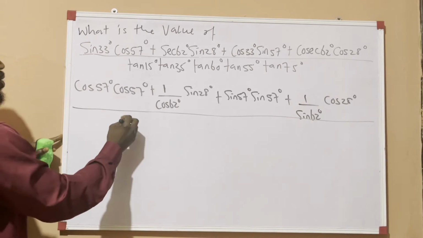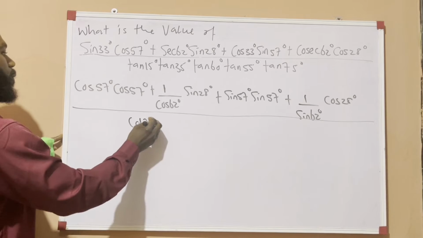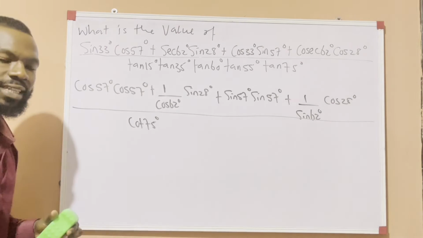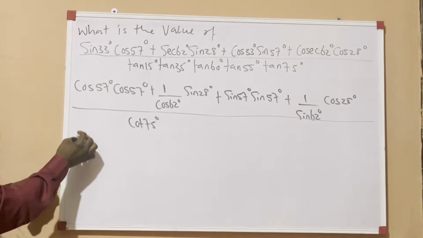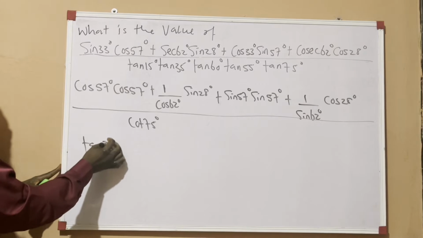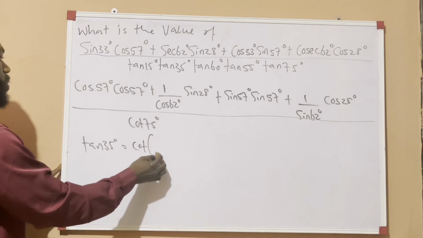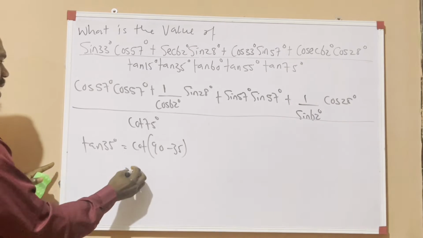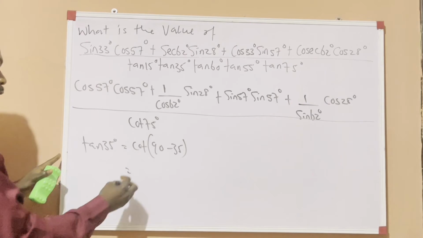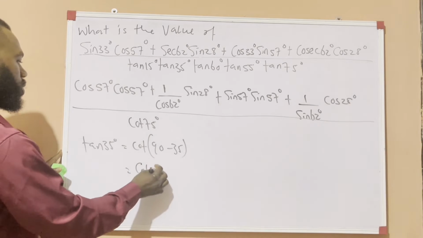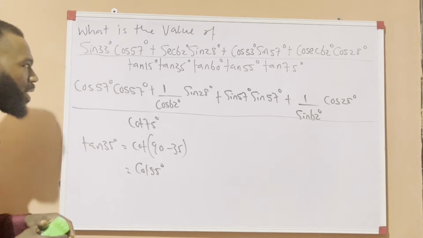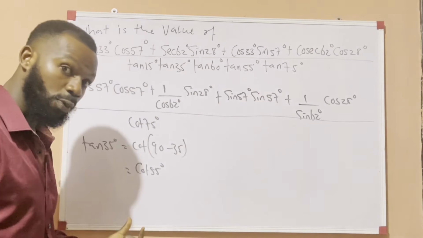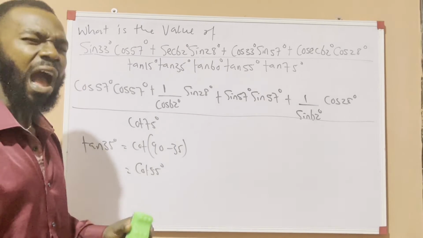Here becomes cot 75 degree. Now tan 35 degree can also be written as cot of 90 minus 35, and 90 minus 35 gives us 55. So I have cot 55 degree. So in place of tan 35 degree, what am I going to put? Cot 55 degree. I hope you are with me.